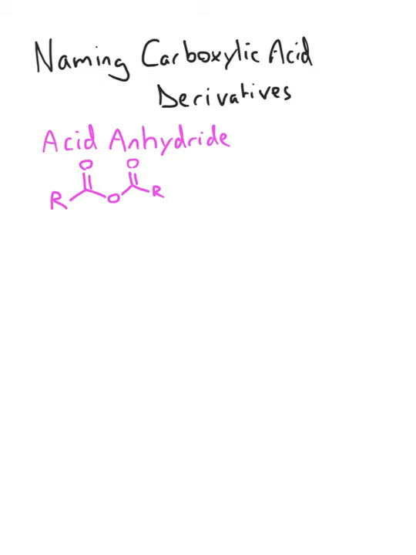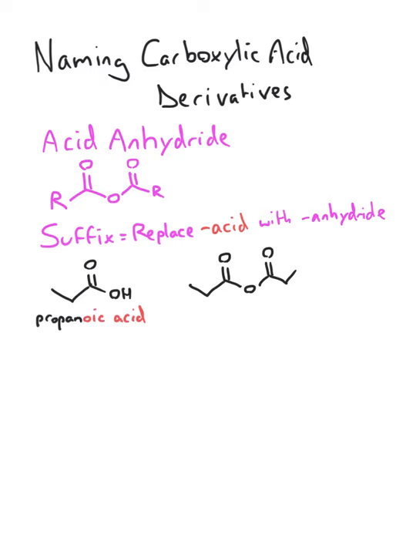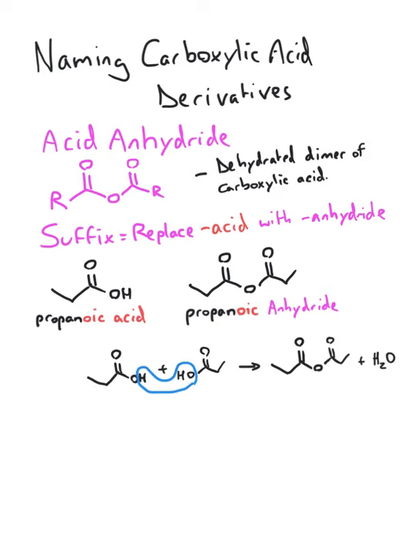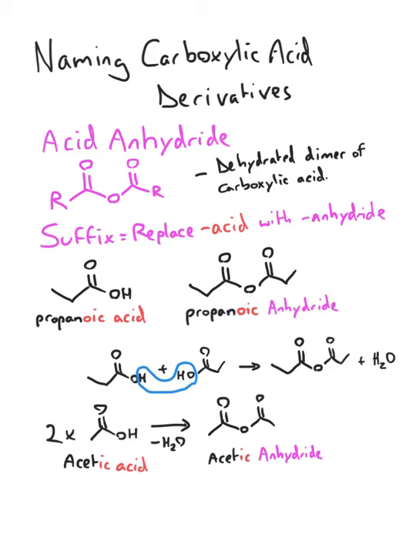The next functional group is acid anhydride. Here we are only swapping the acid for anhydride. So an acid anhydride that looks like propanoic acid will be propanoic anhydride. This kind of makes sense, as the anhydride is just a dimer of two acids with the removal of one unit of water. So for example, if we take two acetic acids, we end up with acetic anhydride.